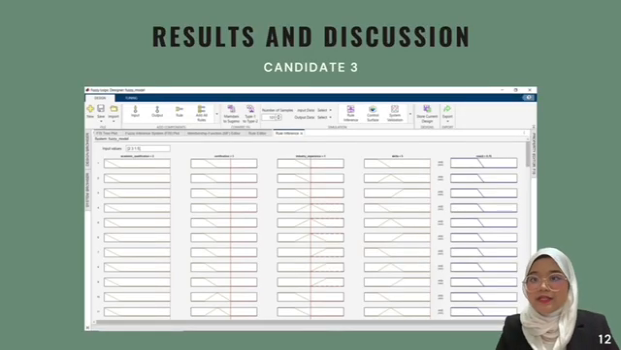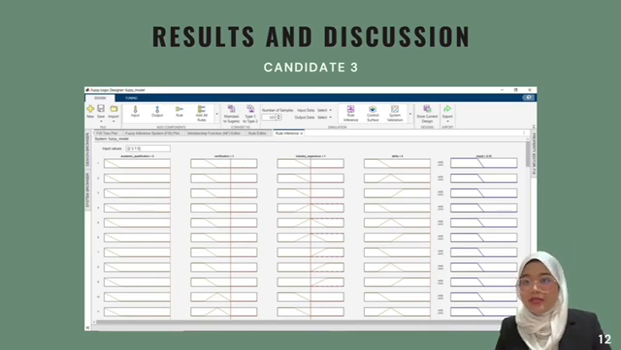Let's take a closer look at candidate 3. This candidate had a master's degree, 3 certifications, medium industry experience, and high level of skills. The fuzzy logic system gave this candidate a score of 8.76, which falls into the accept range.